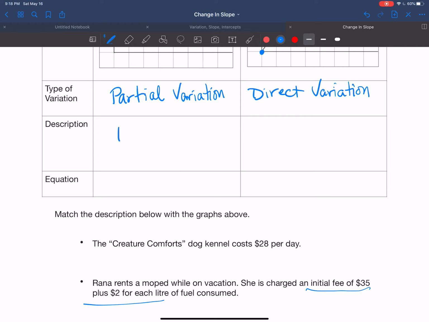So I'm not going to write out the whole thing. This is Raina's moped. So the other one would have to be the Creature Comforts dog kennel, because it's $28 per day. If it's 0 days, your dog does not go to this kennel, then it costs you $0. So that would have to be direct variation.